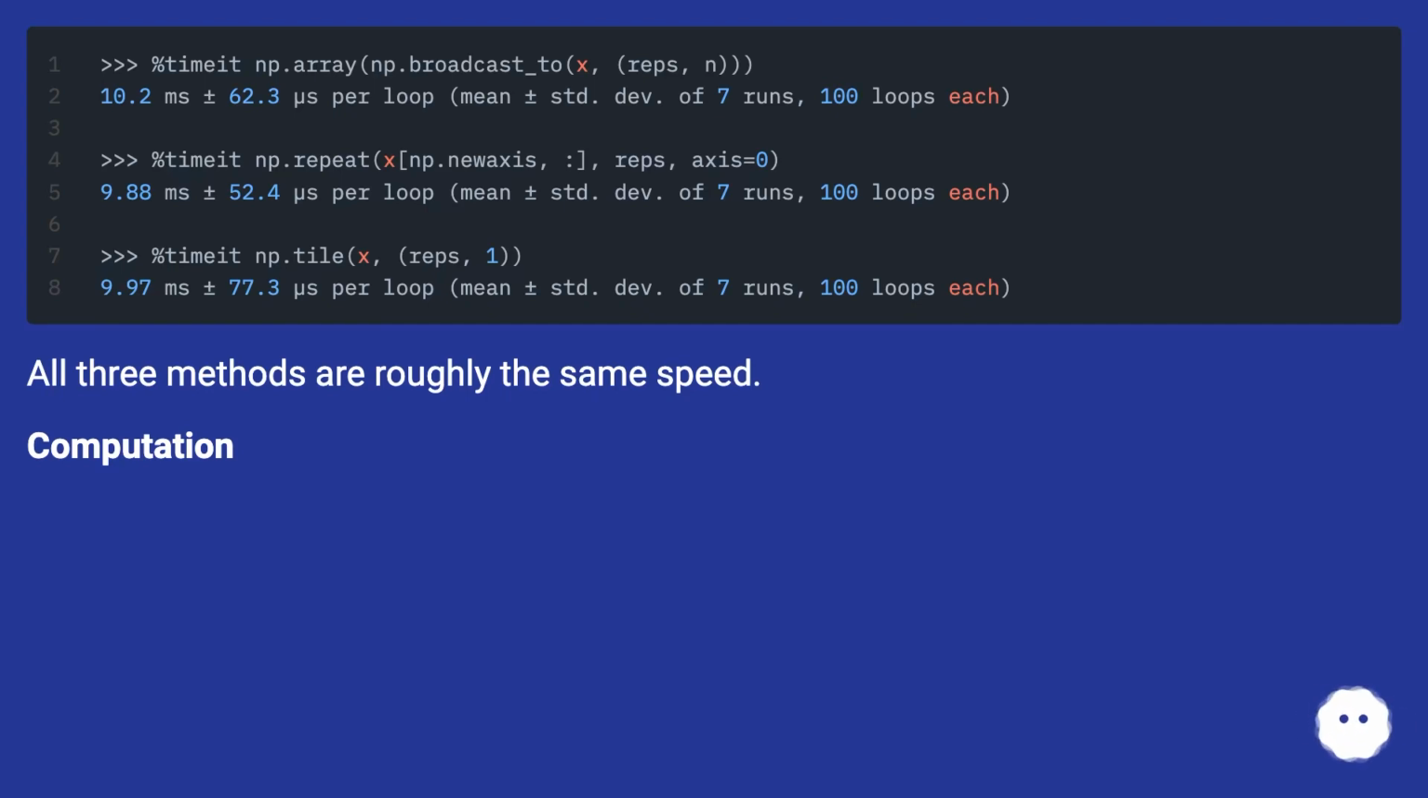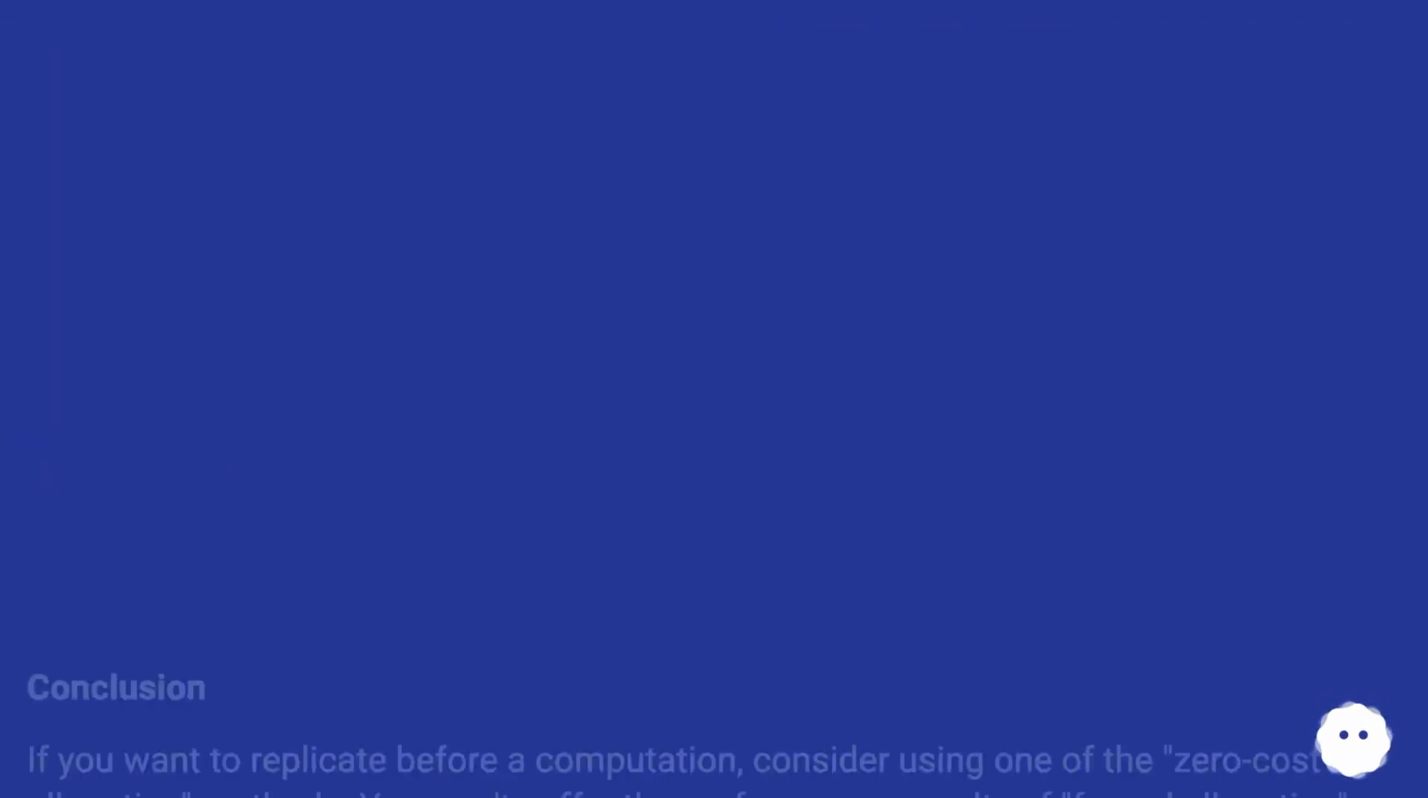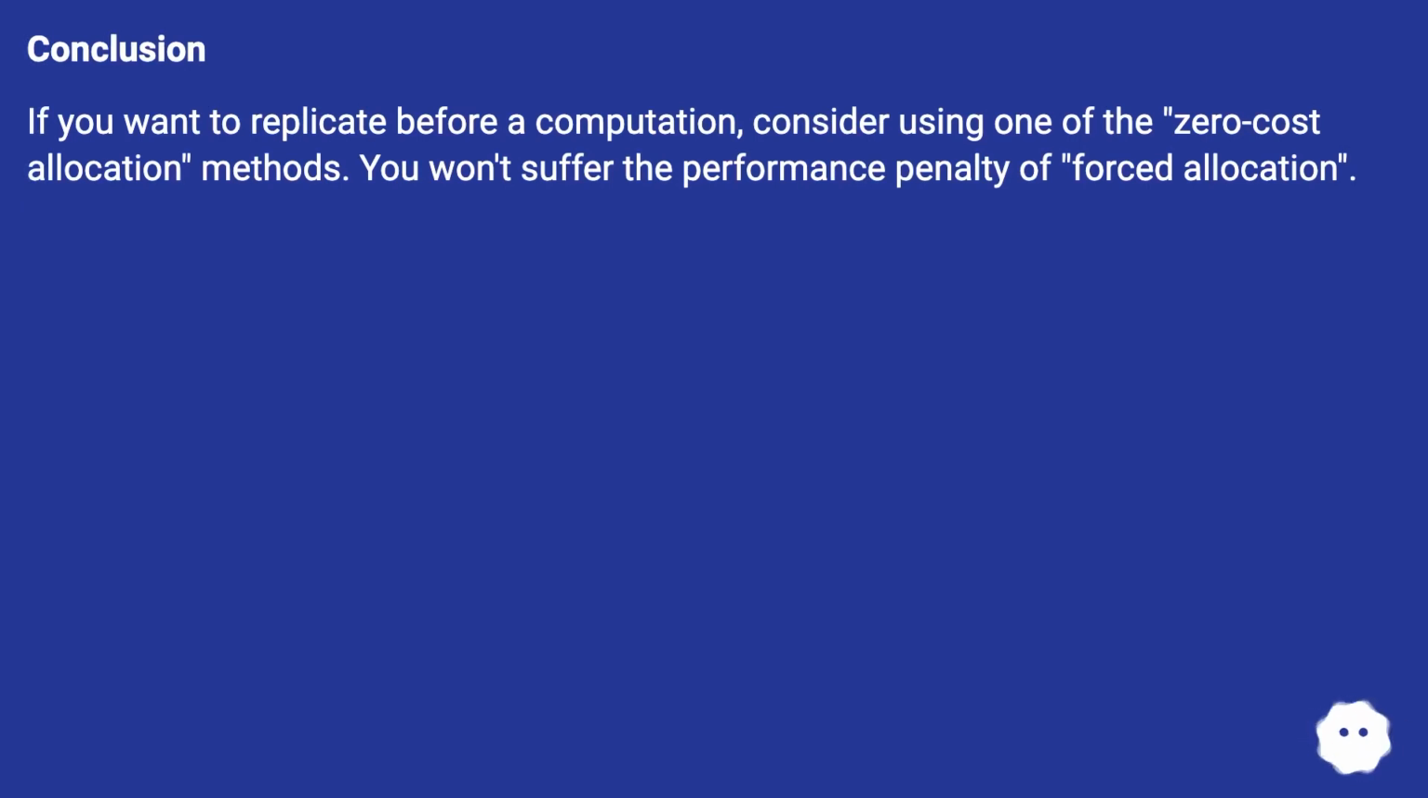Computation. All three methods are roughly the same speed. Conclusion. If you want to replicate before a computation, consider using one of the zero-cost allocation methods. You won't suffer the performance penalty of forced allocation.